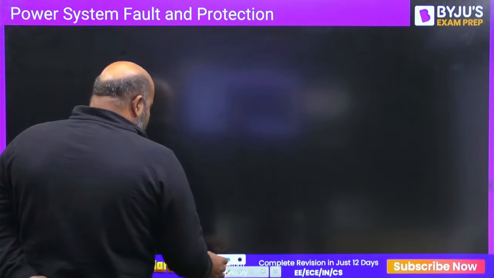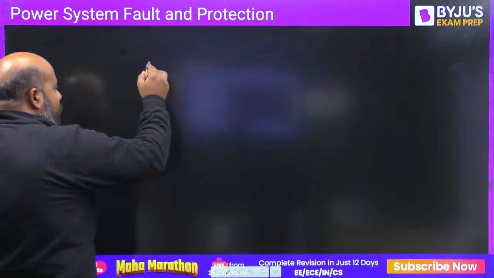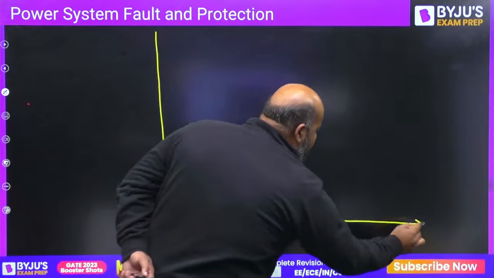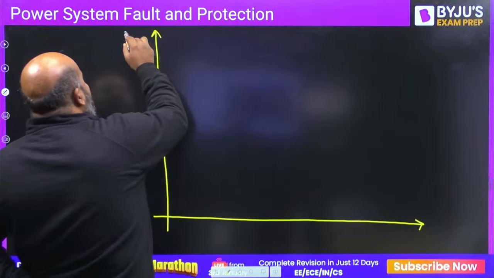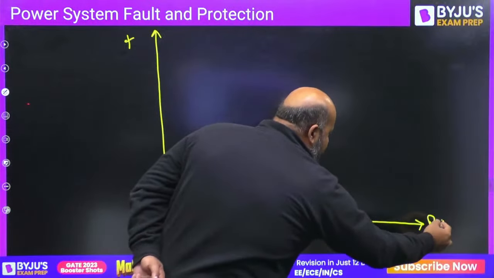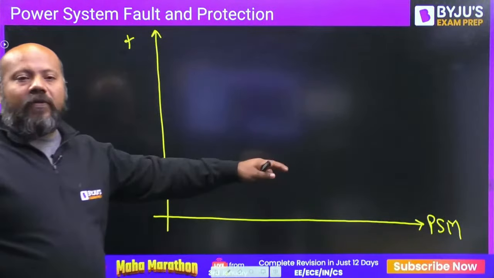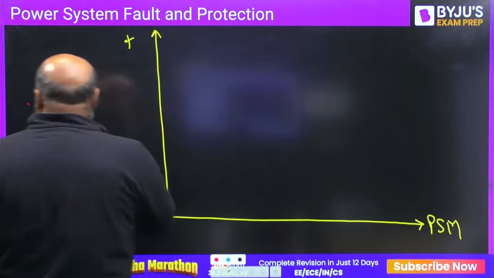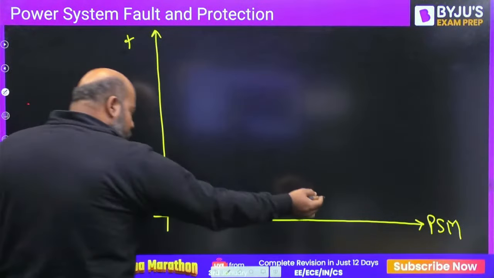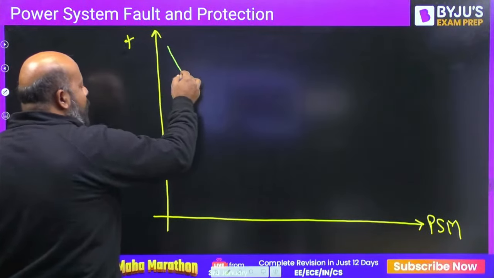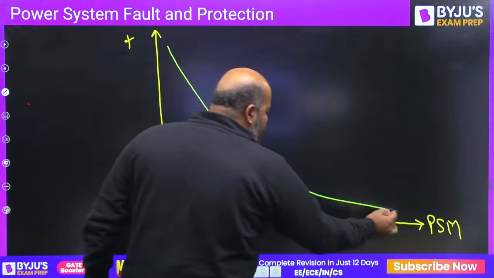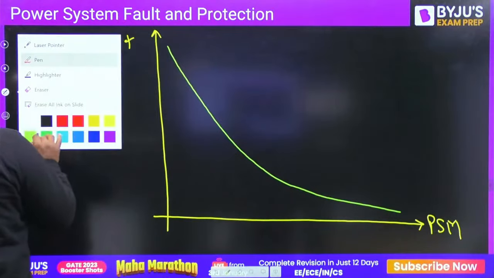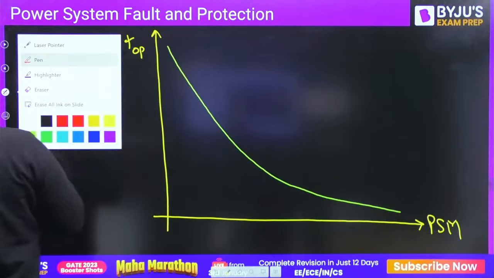Now you tell me one thing. If I have to draw the characteristic, this is the time of operation of the relay, and this is the plug setting multiplier. Plug setting multiplier gives you what? The severity of the fault, how severe your fault is. So, if the severity of the fault is less, then the time of operation is high. If the severity increases, then the time of operation should be reducing. So, this is the characteristic between the time of operation of the relay and the severity of fault or plug setting multiplier. Okay.